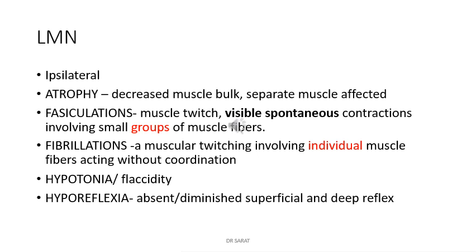Then the reflexes, it is hyporeflexia. In upper motor neuron lesion it was hyperreflexia, then here it is diminished. So hyporeflexia, since the nerve supplying the specific skeletal muscle is affected, it affects the reflexes. You will not get the proper reflexes, that is hyporeflexia.